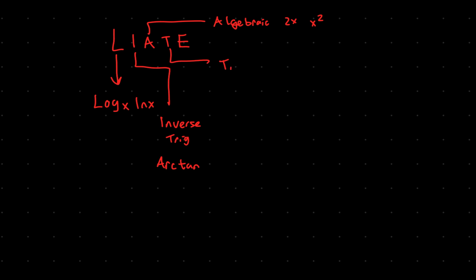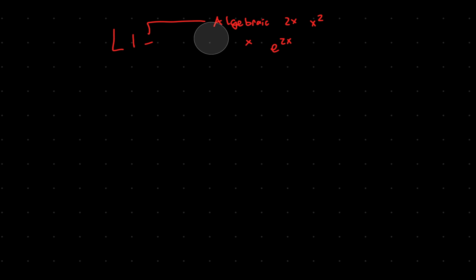T for trig. I'm sure we all know them. Sine, cosine, cos, all the likes. And E for exponentials. So we have e to the x, e to the whatever. You know them all. But by knowing that rule, we'll be able to easily pick out what part of the integral is U and what part of the integral is dV, which is most of the work, 90% of the time.